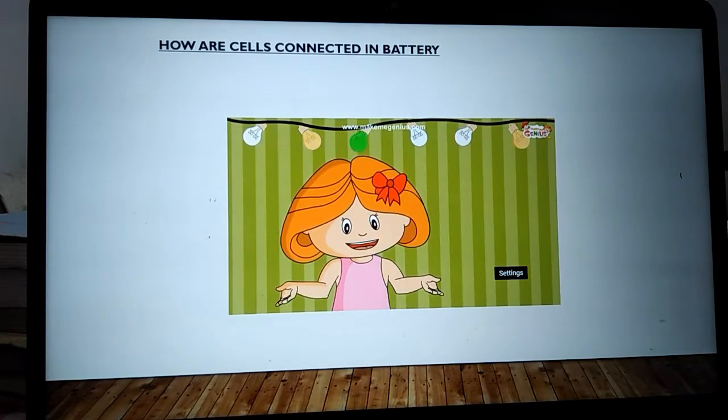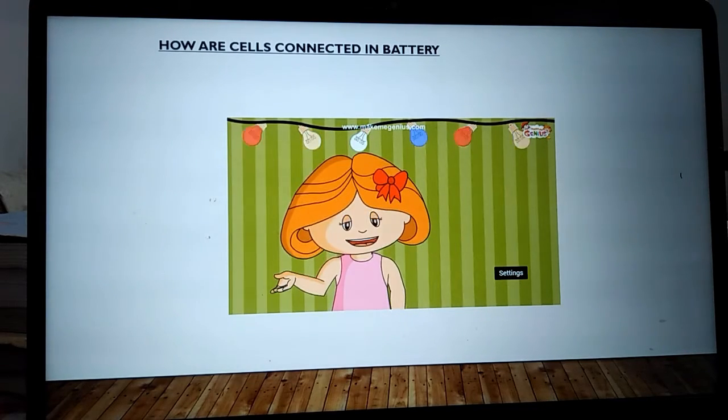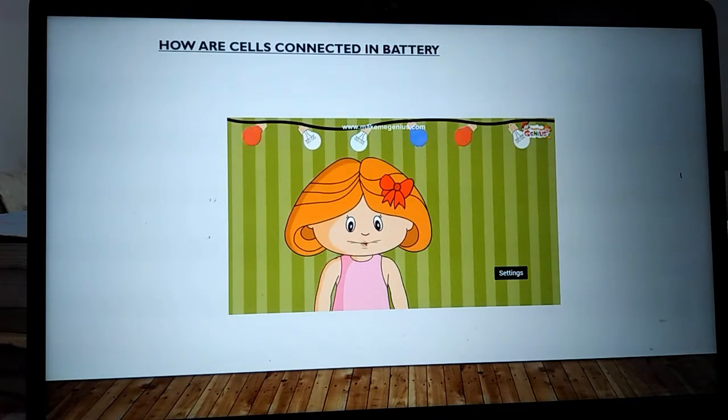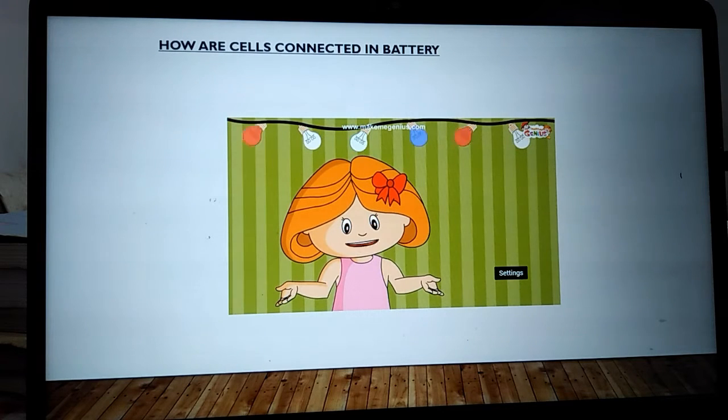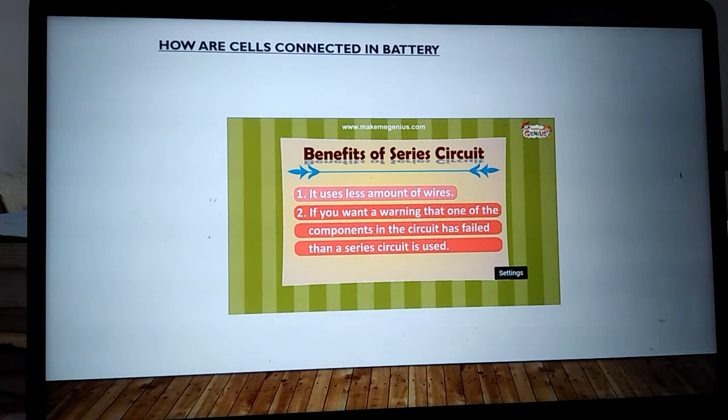And yes, there is another disadvantage also. If you keep increasing the number of bulbs in this circuit, the light of each of the bulbs will get dimmer than before. Are there any benefits from this kind of circuit? There are two benefits. One, it uses less amount of wires, and the second advantage is that if you want a warning that one of the components in the circuit has failed, then the series circuit is used.